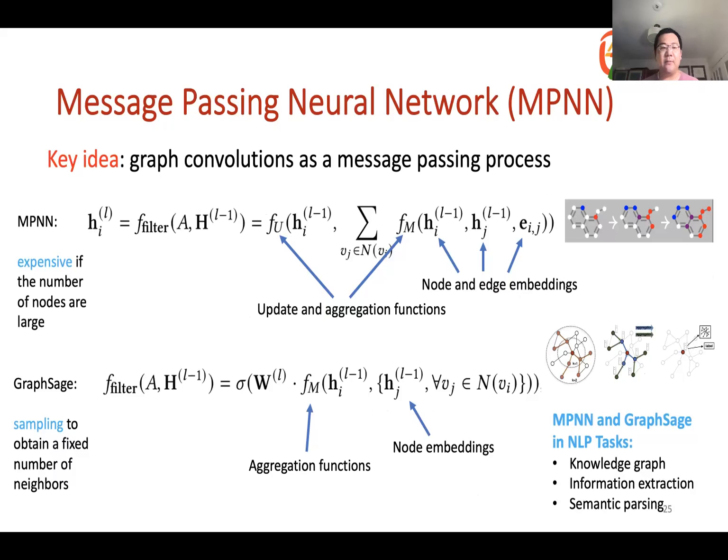As you can see, if the number of nodes in a neighborhood is large, it will be very expensive, especially for a very dense graph. Later, to address this issue, the GraphSAGE method was proposed. It uses sampling to obtain a fixed number of neighbors so that the computation can be accelerated. At the same time, it can also reduce overfitting. Both methods, MPNN and GraphSAGE, have been widely used in many NLP tasks like knowledge graphs, information extraction, and semantic parsing.